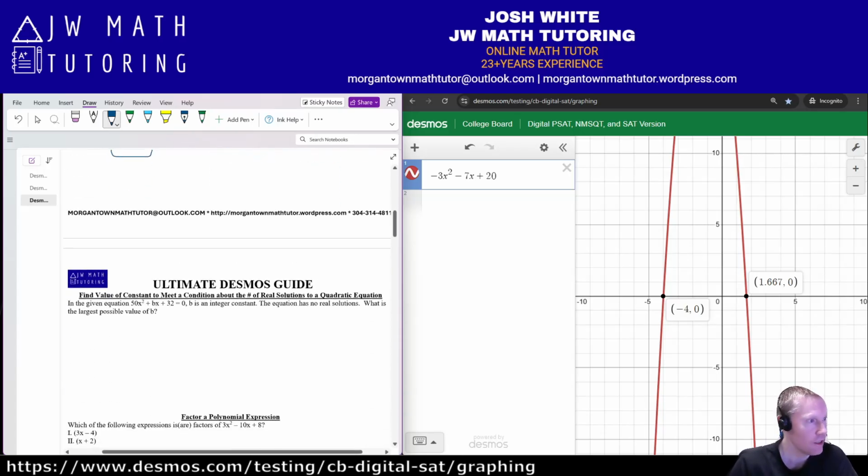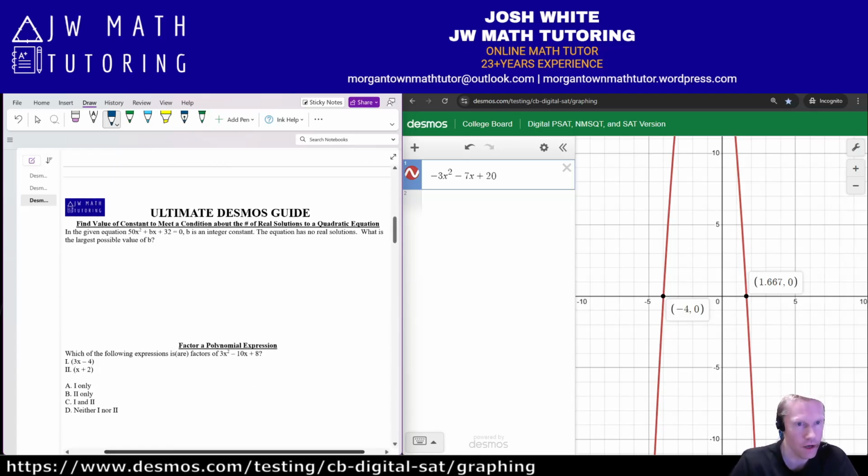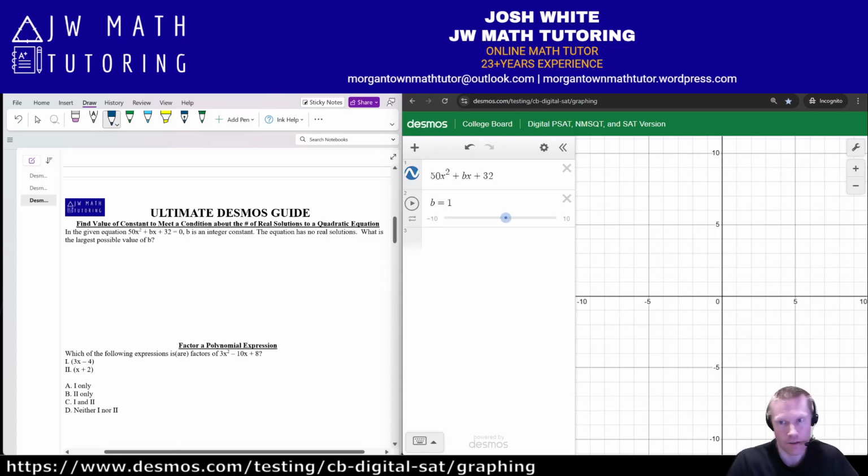All right, next, let's look at another problem where we have a quadratic equation, but here we're going to use a slider to figure out the answer. Here you have this given equation, and you're told b is an integer, and that this equation has no real solutions. What is the largest possible value of b? In other words, how large can you make b such that the equation has no real solutions? So all we have to do is type this in, then add a slider for b.